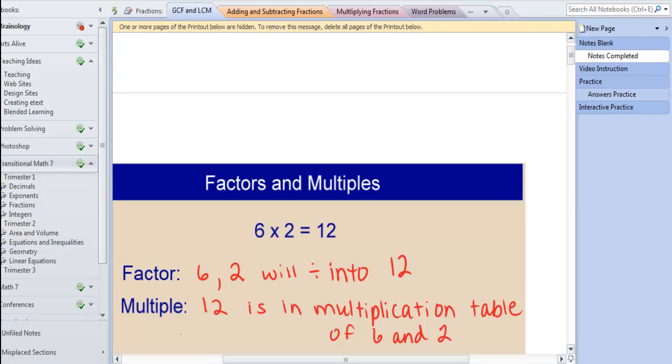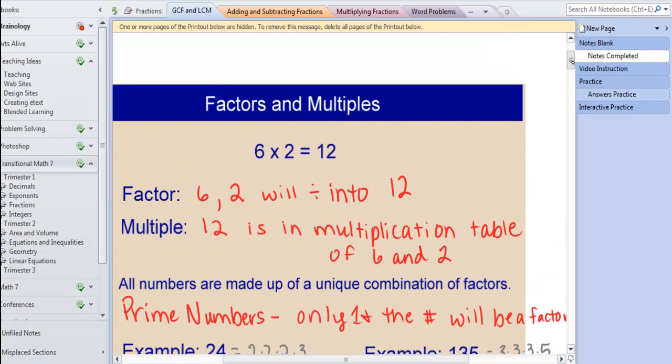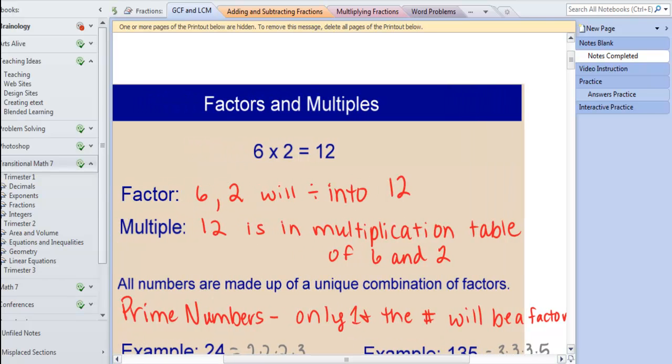So if you get confused between factor and multiple, just think of the word multiple. Multiple means in the multiplication table. All numbers are made up of a unique combination of prime factors. And remember that prime numbers are numbers that only 1 and itself will be factors of.